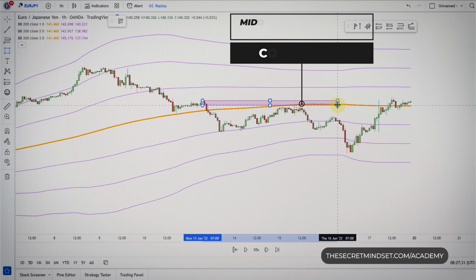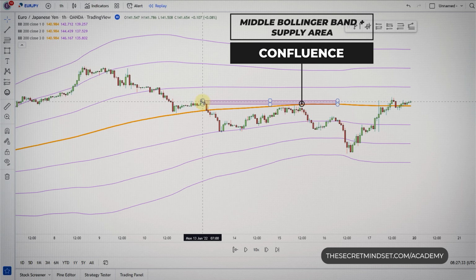But this area is an important one. I see a supply zone right here, which aligns with the middle line. So yes, you can incorporate this setup into supply and demand trading. Let me know if you want a future video about this.